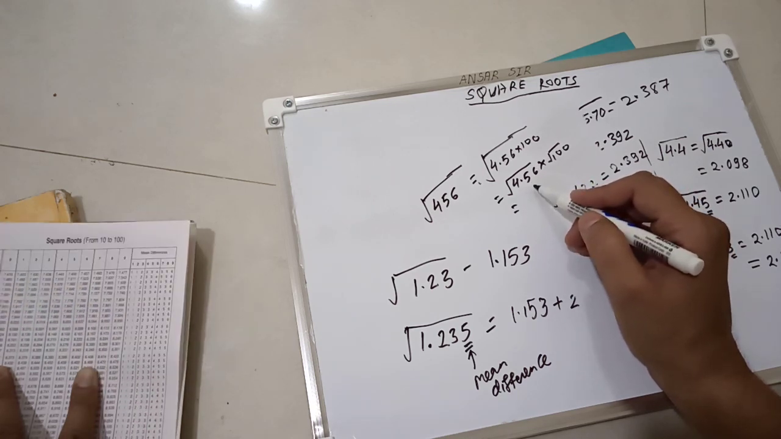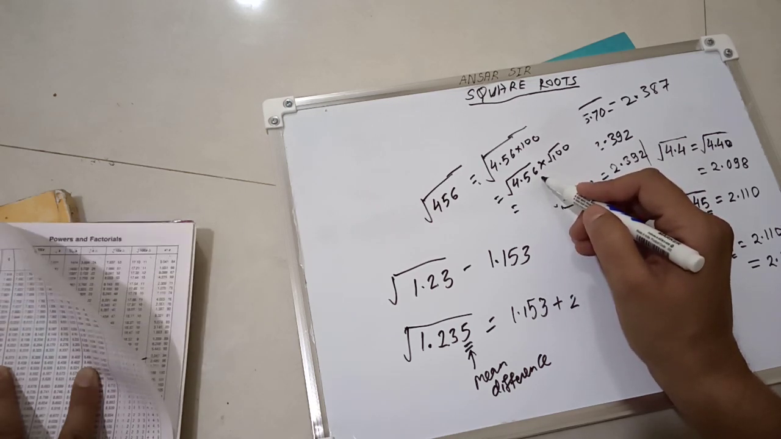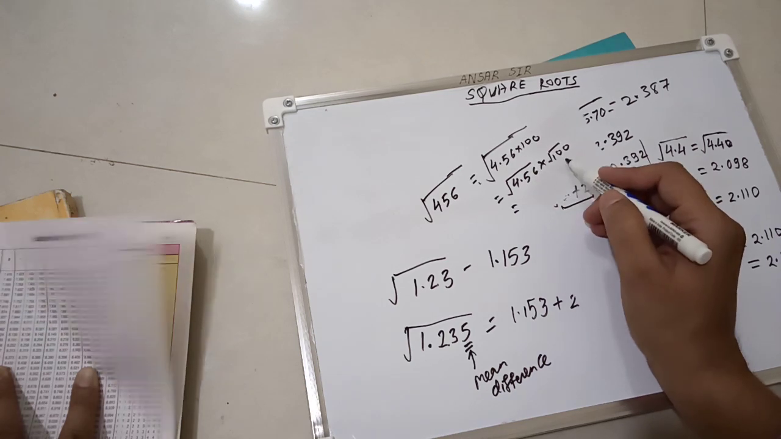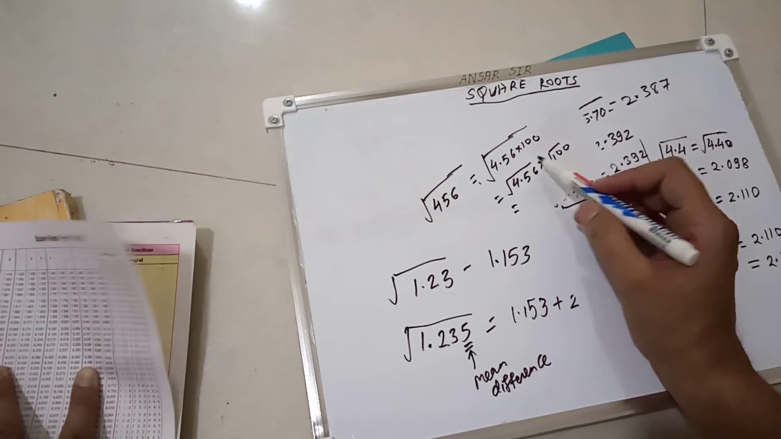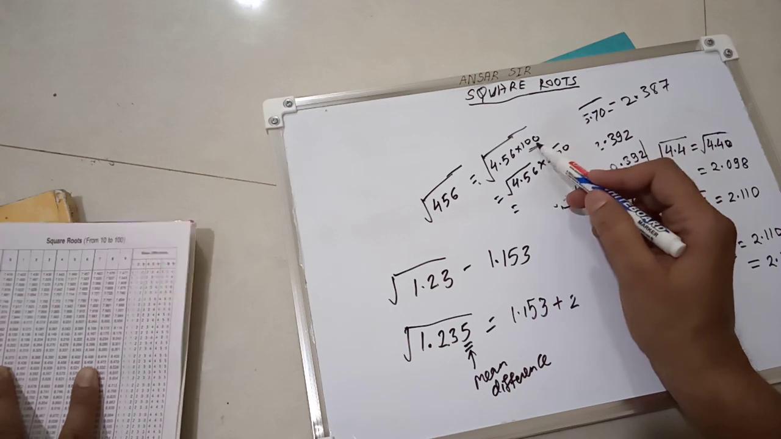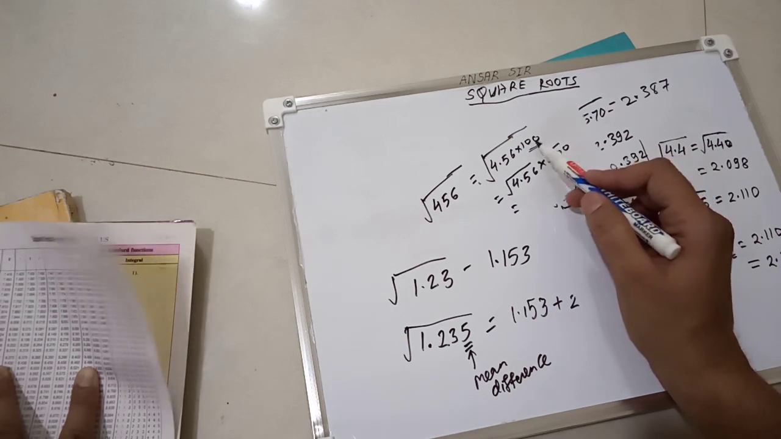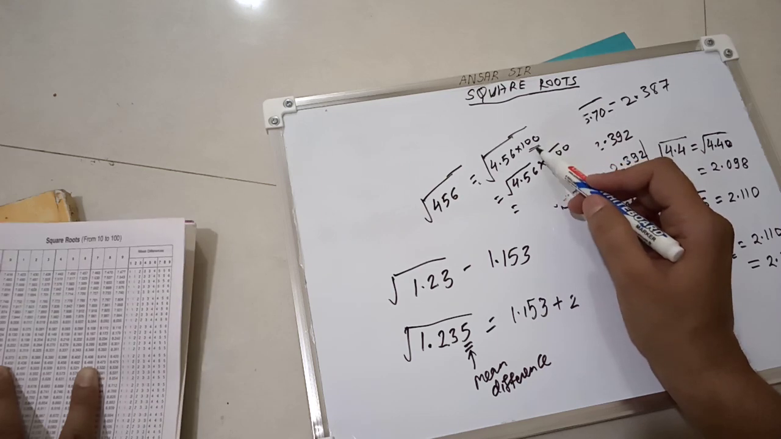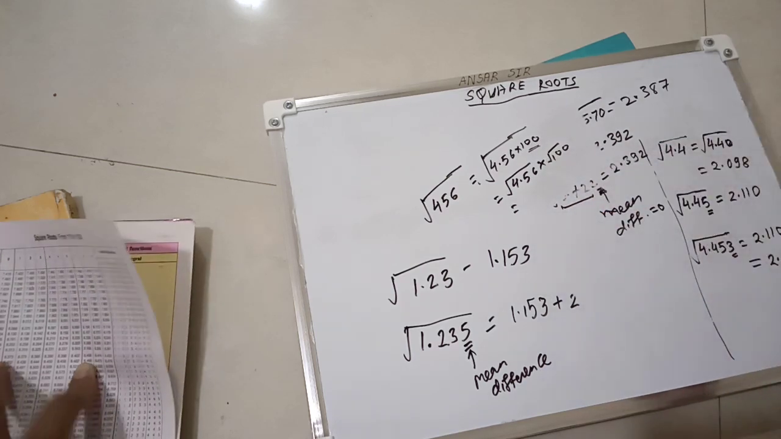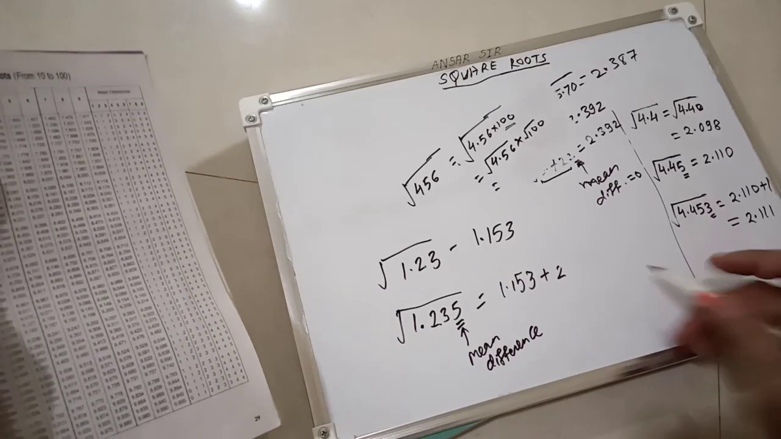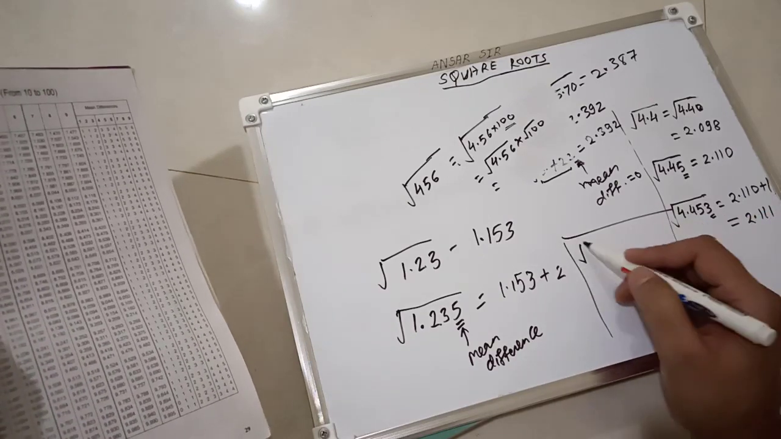We can easily find the square root of 4.56. We will go to 4.5 and find the value in column 6. No need to add the mean difference, and square root of 100 will be 10. So always try to bring an even power here: 100, 10,000, which means 10 raised to power 2, 10 raised to power 4, 10 raised to power 6, 10 raised to power 8. In this way we can solve. I hope you can solve such values and find the answer.